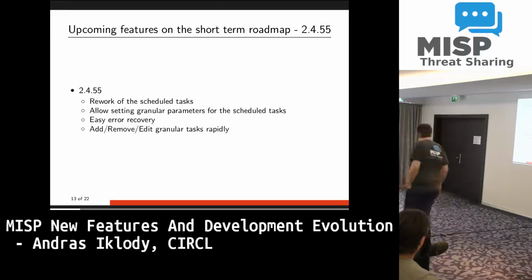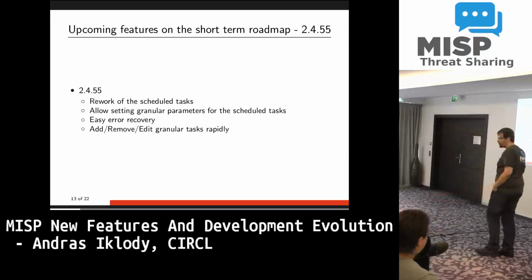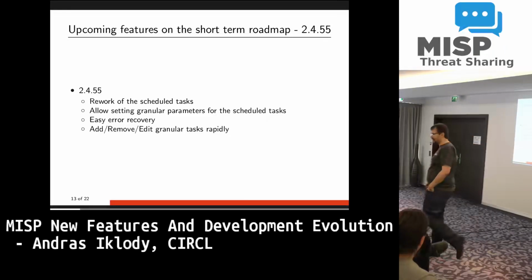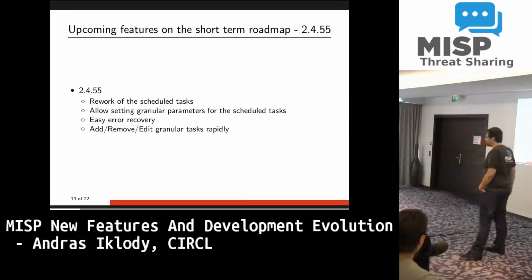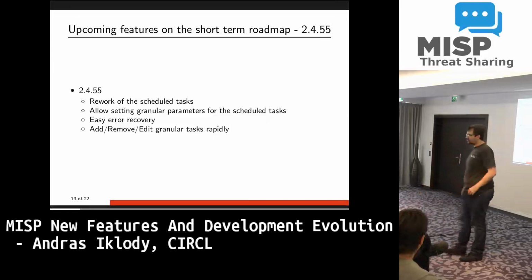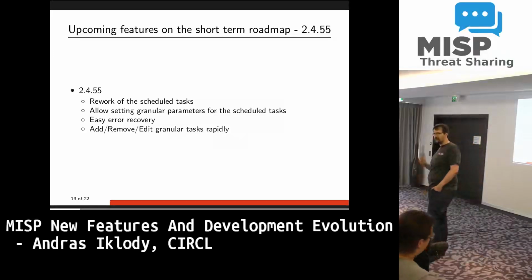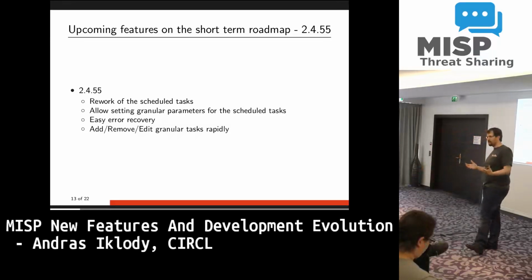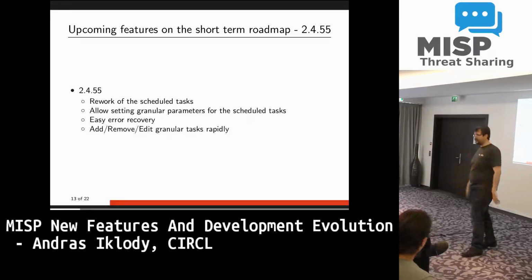Okay, here the version is wrong. It should be 2.4.55. So this is another thing that is currently a little bit wonky in MISP. It's the scheduled tasks. The idea is to rework it into a much more granular and simpler to use interface. Right now we have all of these export features, but you cannot reuse those for the cached exports. So cached exports are very simple, export everything for every organization without any filters.